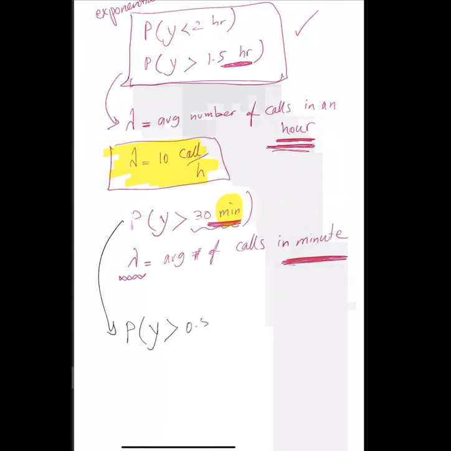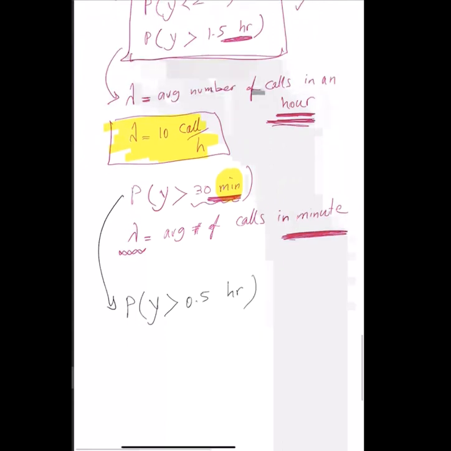0.5 hour, exactly. I can write the same question in this form, and then I'm good to use the same lambda, 10 calls per hour, if I want to. That's fine too. So you can answer these questions in two ways.